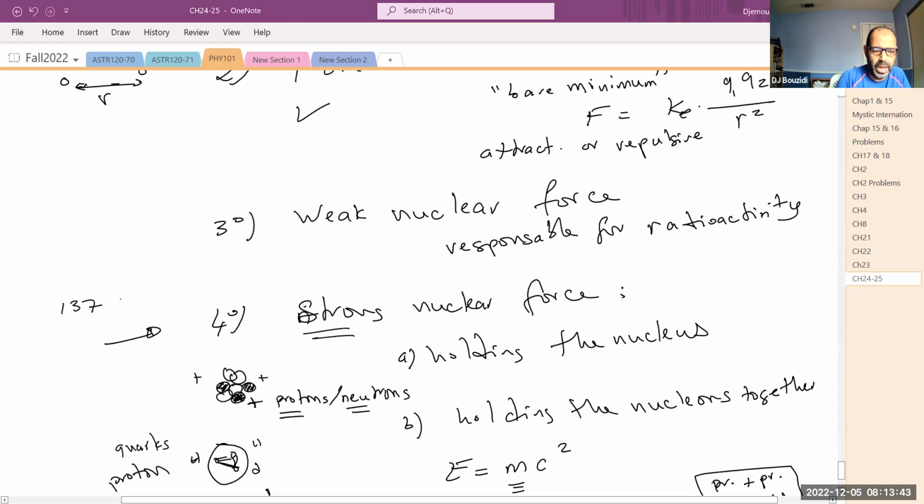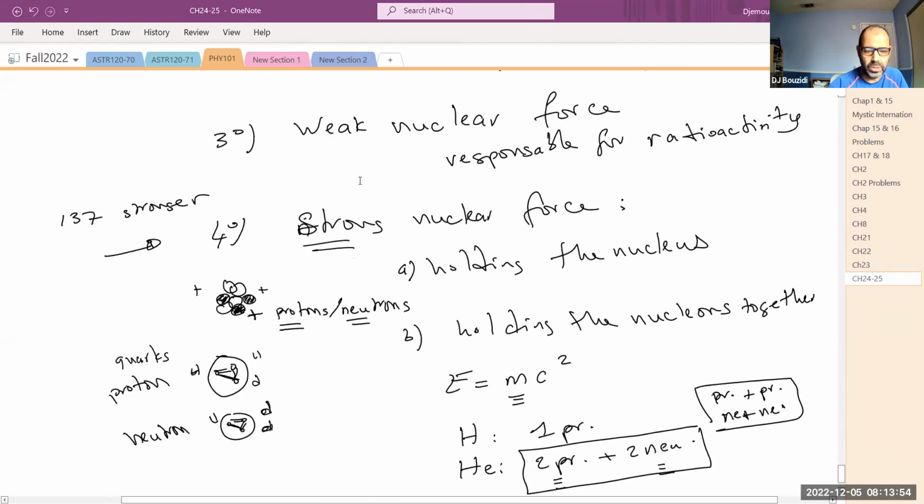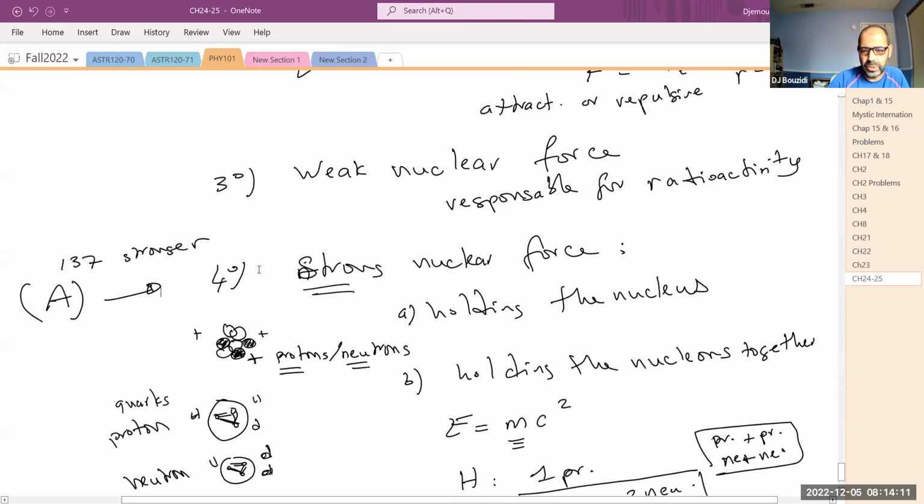137 times stronger than this one. So in terms of force, I'm going to rank them A, B, C, D. So this is A, the strongest one. This takes it by far. That's why it's called the strong force, differentiated from another nuclear force that appears also inside the nucleus, which is the weak nuclear force. So this is the strongest.